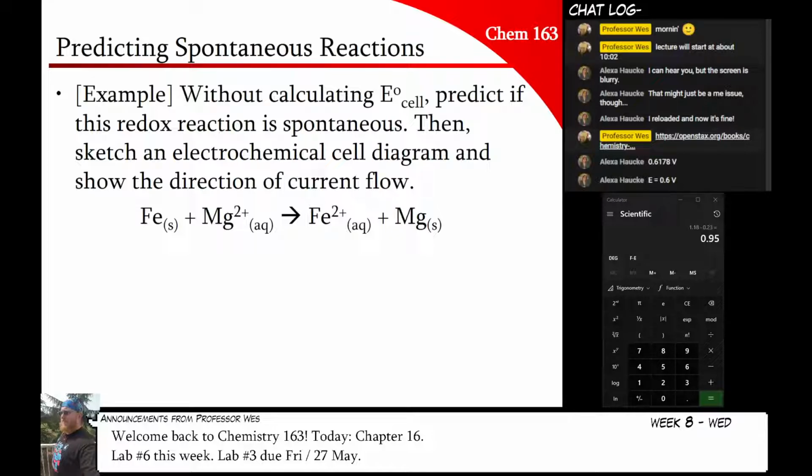So what we would have to do is calculate E cell, but notice that this problem says don't do that. Don't calculate E cell. So what we're going to do is first figure out what's oxidized and what's reduced. So let's write out the redox half reactions. So what is reduced? Well, that's magnesium. What's oxidized? That's iron.